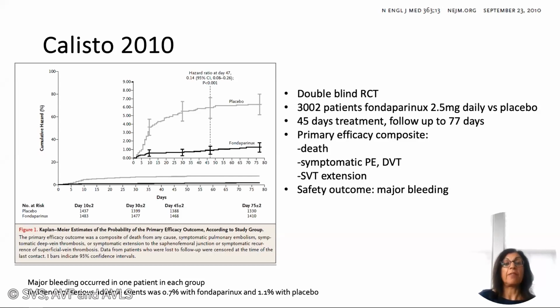These patients had to have at least a 5-centimeter length of SVT, not near the saphenofemoral junction, and the primary outcome at 3 months was death, PE, DVT, and extension with a safety outcome of major bleeding. And as you can see from the schematic on the right, fondaparinux was superior to placebo in these outcomes. Major bleeding only occurred in 1 patient in each group, and so this has become the standard since it was published several years ago.